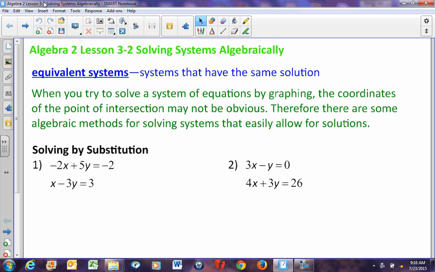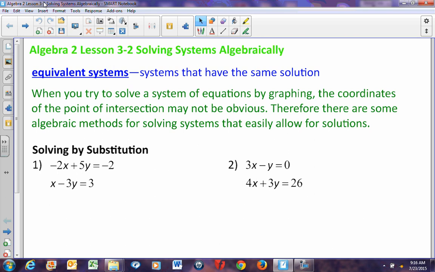We will continue to use these three methods, as well as adding a fourth method toward the end of this chapter and the beginning of the next chapter. Now, when you try to solve a system of equations by graphing, the coordinates of the point of intersection may not be obvious. For example, if they don't land on an exact intersection, like -2, 3. If they land between coordinate points, then it's kind of hard to guess exactly where that is.